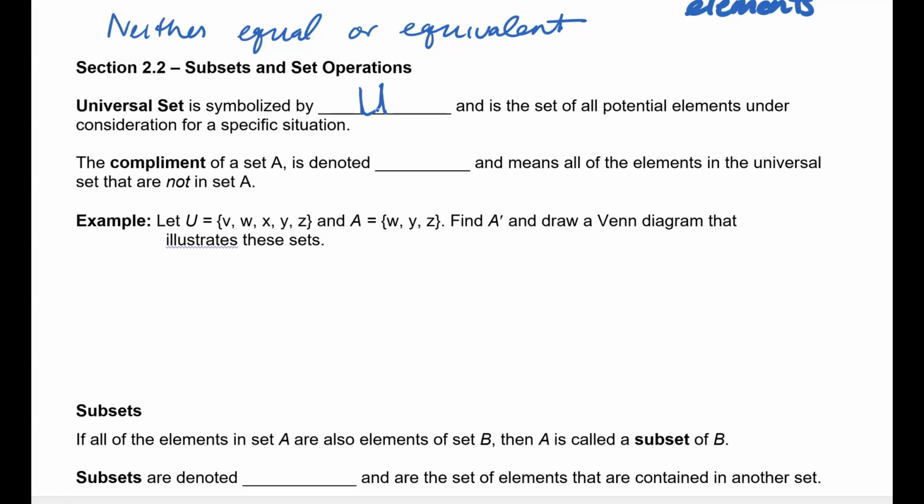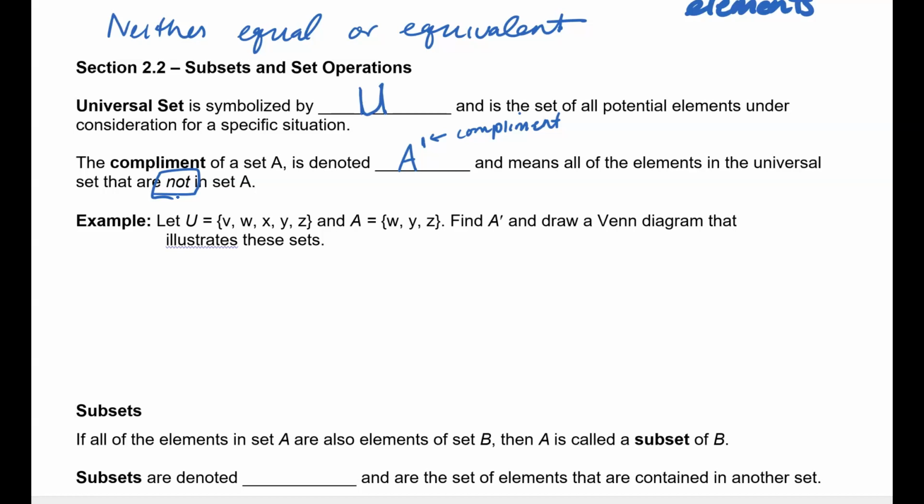The complement of A is denoted by A and then an apostrophe. The apostrophe is what tells you that we're looking at the complement. And it means all the elements in the universal set that are not in set A. So let's do an example.